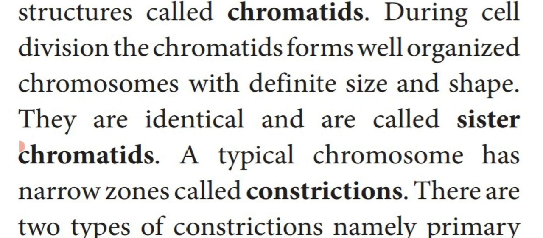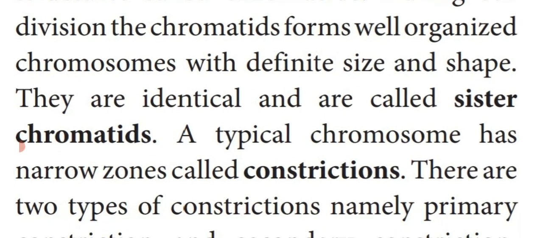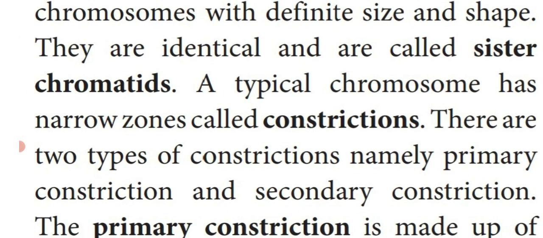So the size and shape of a chromosome is determined by the chromatids present in the chromosome. These chromatids are identical, that means similar, and are called sister chromatids. So both the chromatids are similar or identical, so they are known as sister chromatids.